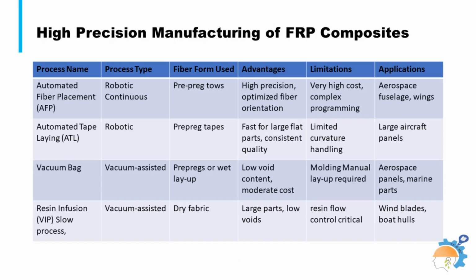High-precision FRP manufacturing techniques are flashed on the screen. These have a high degree of repeatability and are suited for aerospace and high-end applications. FP is a high-tech, automated process used in the aerospace industry. It requires a significant capital investment for the machinery, but reduces labor and material waste.